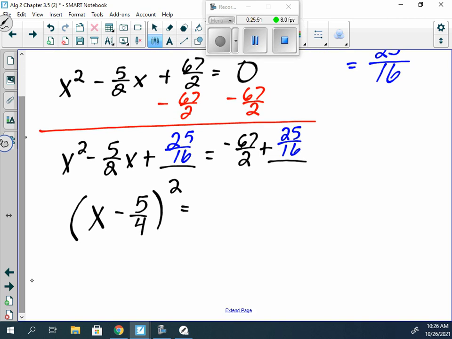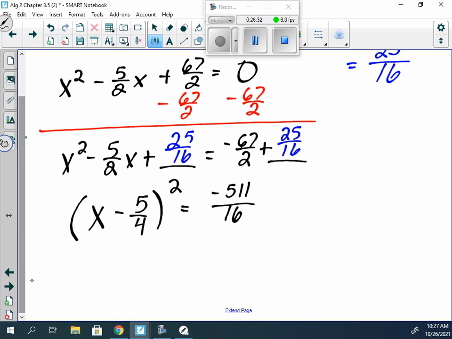Now the only tedious calculation we have is negative 67/2 plus 25/16. Unless your college professor decides to be ridiculously mean and remove all calculators, you'd have to do some of the stuff by hand. Otherwise, we can type it into a calculator and get the answer. If we do this here, we should get negative 511 over 16. Yes?